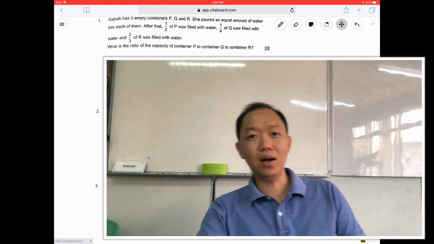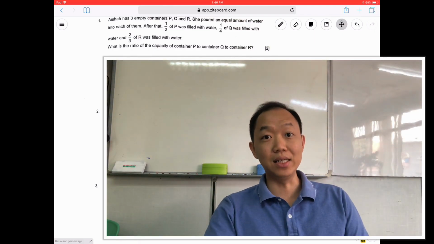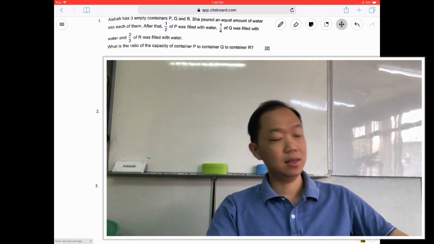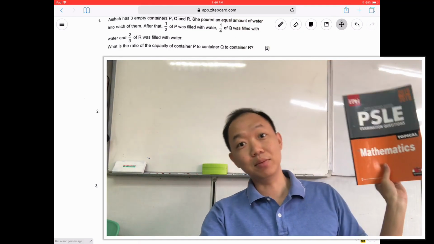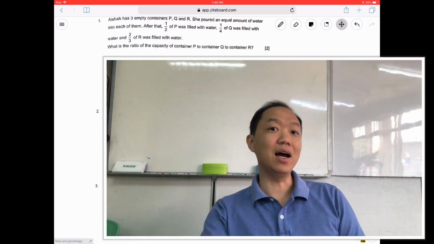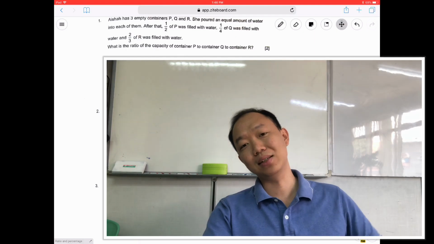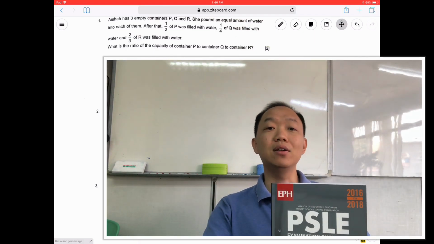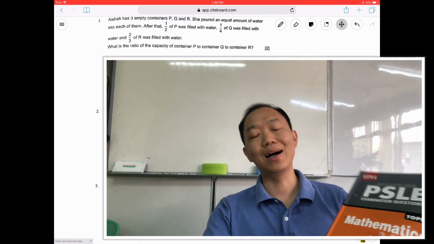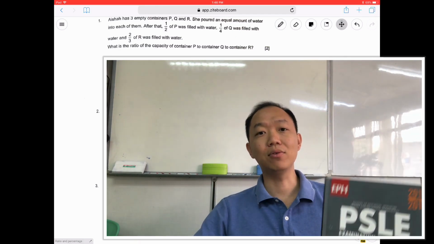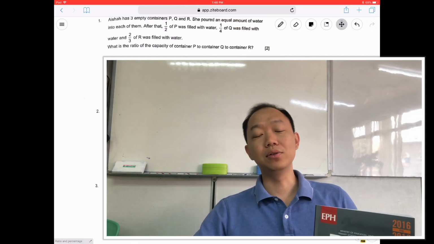Okay, so what I'm going to do today is all the ratio and percentage questions from this booklet. This is my favorite booklet for practice questions. I highly encourage every P6 student to get one. It doesn't matter whether you are standard or foundation, just buy one and try. You will have a very good idea what type of questions will appear, and how you should prepare for it as well.